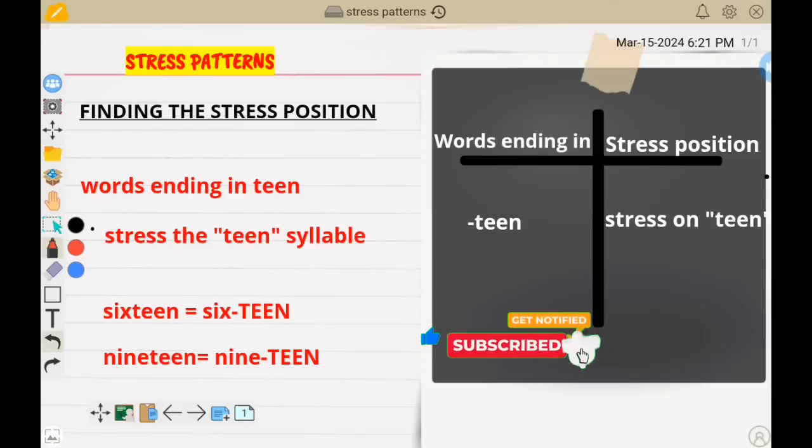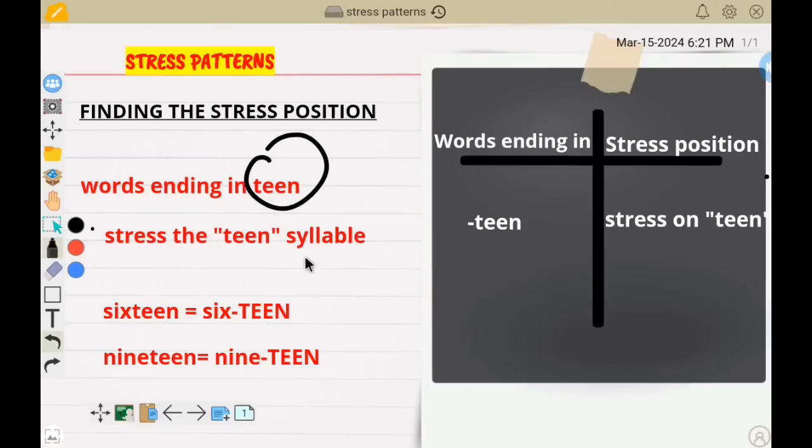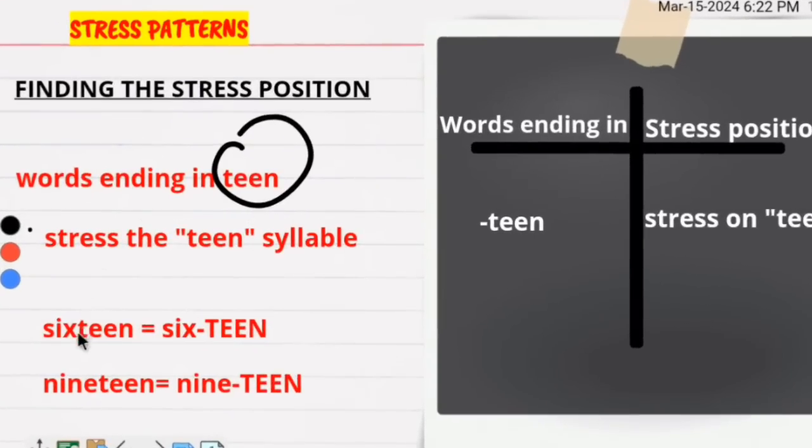Now for the next one, we have words ending in ten. If a word ends in ten, you have to stress the ten part. Examples of such words are 16, 17, 18, 19. The stress will be on the ten part, so 16 will become sixTEEN. This syllable will be in caps. Then another one is nineTEEN, where this particular syllable will be in caps. So 17, 18, 19, whatever.